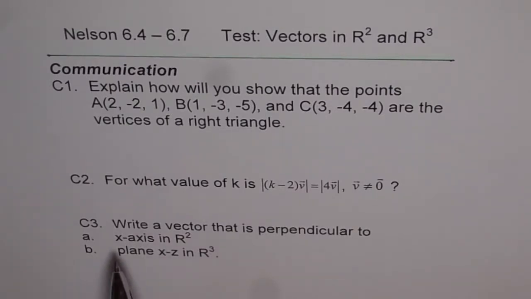C3: write a vector that is perpendicular to the x-axis in R2. And then part B is the plane xz in R3. So you need to write a vector that is perpendicular to these two things, right? So perpendicular to the x-axis in R2 and perpendicular to the plane xz in R3, correct?